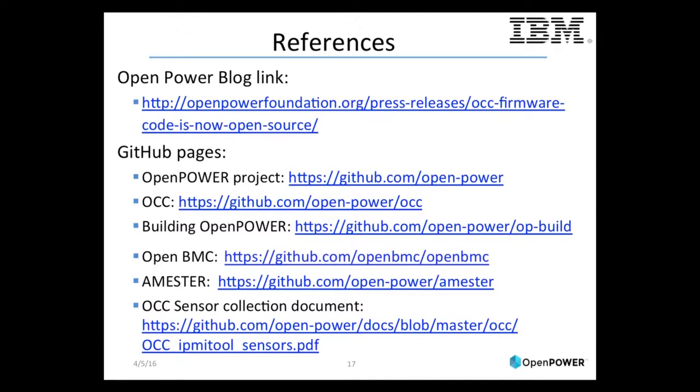Just a series of references. Aimster's been open sourced. This BMC's been open sourced. Also, there's a document out there. If you don't want to use Aimster, there's another method you can use. You can just do your own IPMI commands that pass through the BMC, and there's information on exactly how to do that out there.